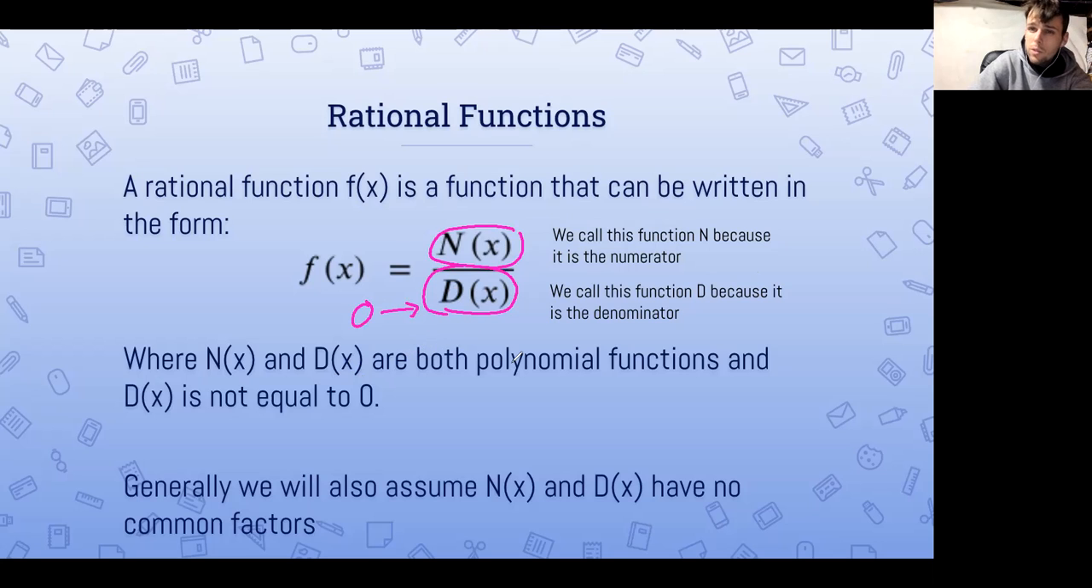Another thing that we're going to assume as we go through this is that there are going to be no common factors between n and d, meaning that if we factored them, we couldn't cancel anything out. Otherwise, we're going to run into some issues here and there. So if they are factorable and we can simplify them out, we might want to do that before we start doing the other things. All right.